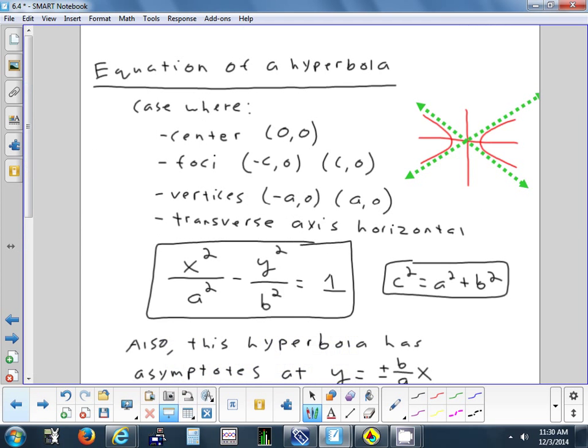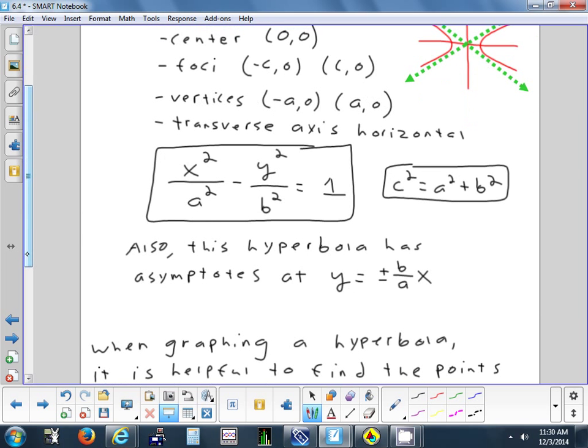And last thing, let's get those asymptotes. That's going to be the diagonal lines. This is how you get your asymptotes. You don't have to find anything new. You're just going to use A and B again. So there's two of them. Positive B divided by A and negative B divided by A. That's the slope. Okay, it's giving you the slope of the asymptote.